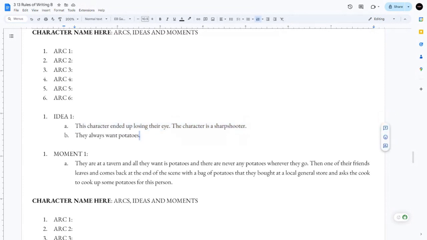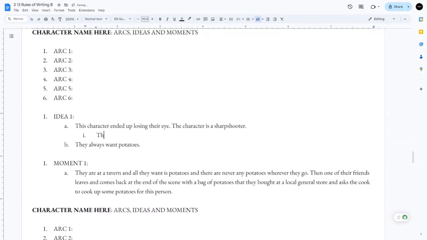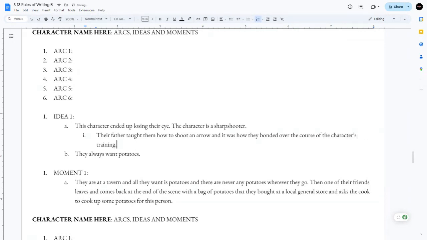And this would be an internal. This is a position, okay? This is not interesting. So for me to make this interesting, I have to really think about building up the value of the sharpshooter idea. I have to build up the emotional connection to that. So the idea might be, now I have to build into it. Their father taught them how to shoot an arrow, and it was how they bonded over the course of the character's training. Once they left for the armies, they said goodbye to their father and mother.